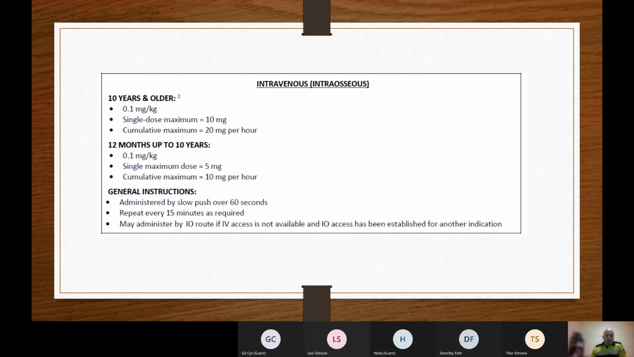So again, slow push over 60 seconds. So don't just fire it in there. Just make sure you keep an eye on their vital signs as well. You can repeat it every 15 minutes as required. And again, same rules with the IO.